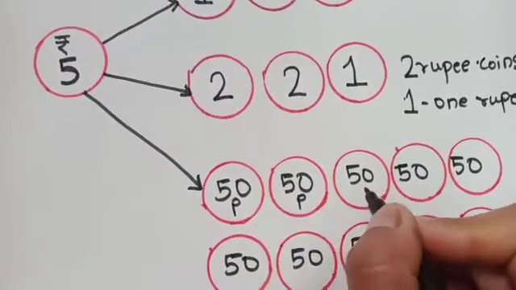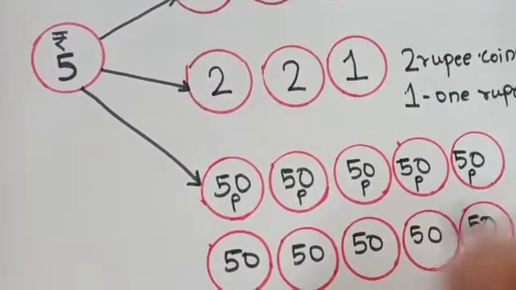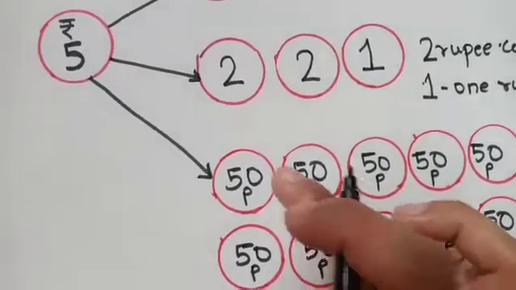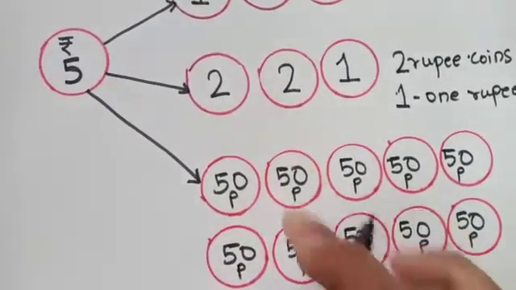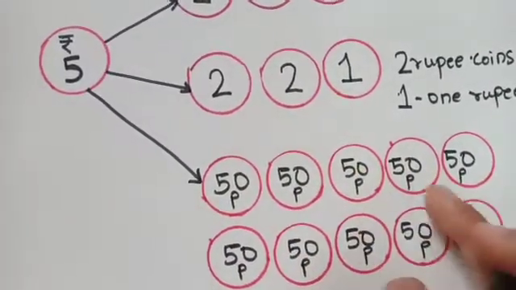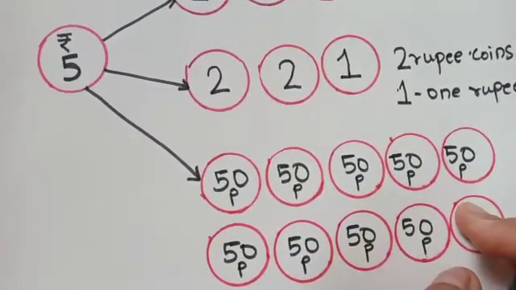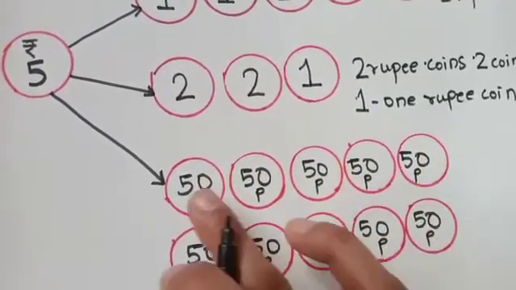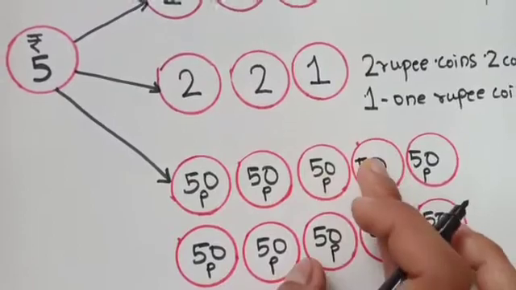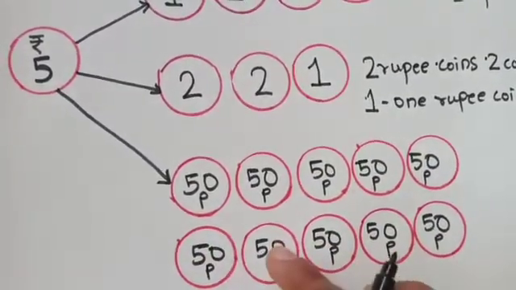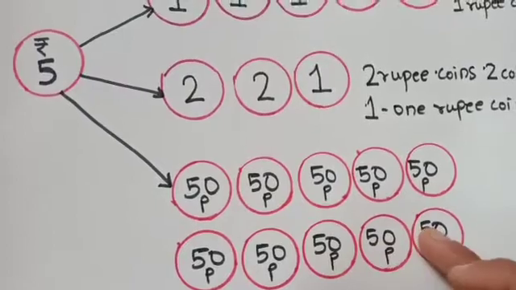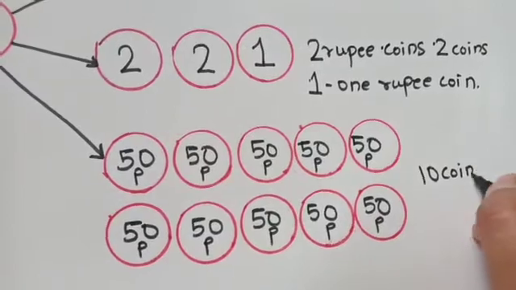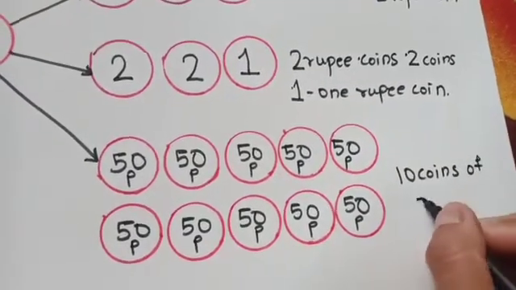All these are 50 paise coins. So, how much has it become now? 50 plus 50 is how much? 1, 2, 3, 4 and 5. Has it become 5 rupees now? So, how many coins of 50 paise are there? 1, 2, 3, 4, 5, 6, 7, 8, 9, 10. Therefore, 10 coins of 50 paise.